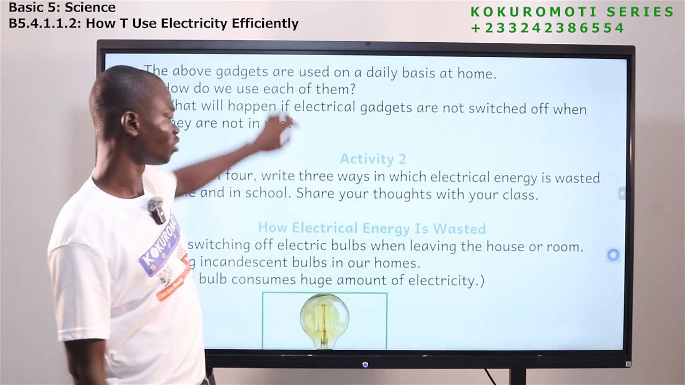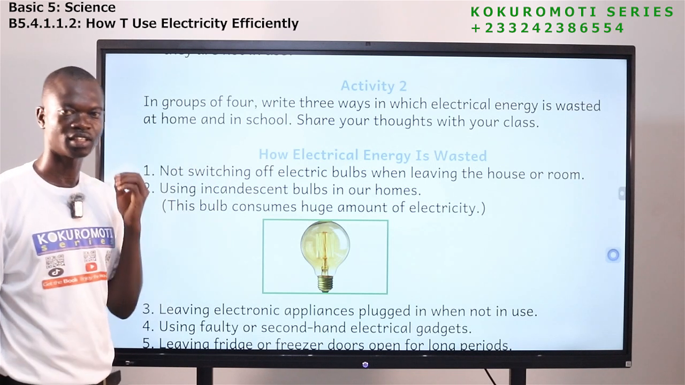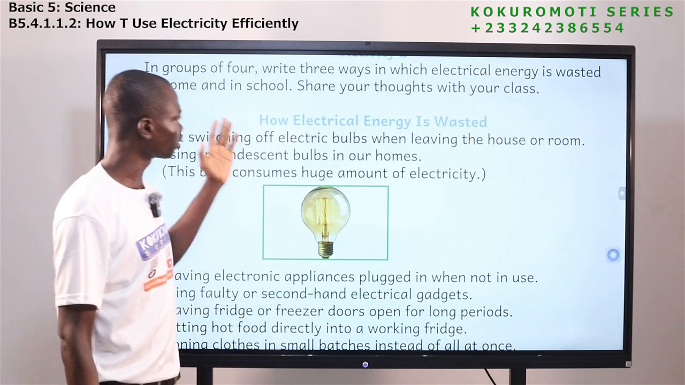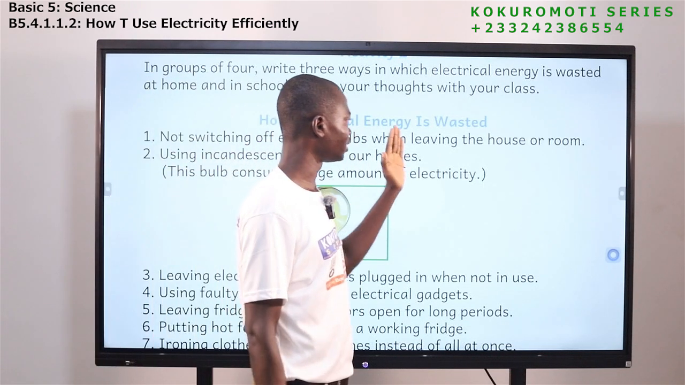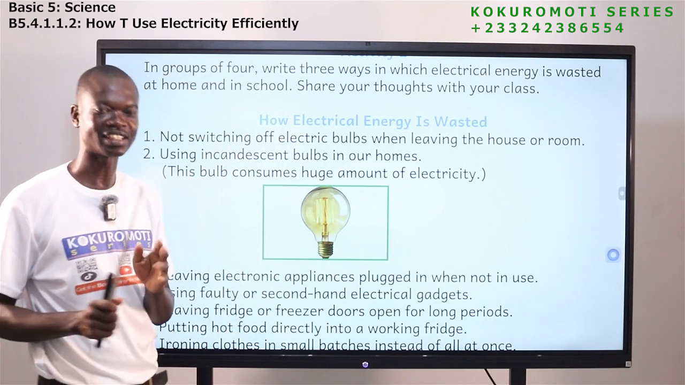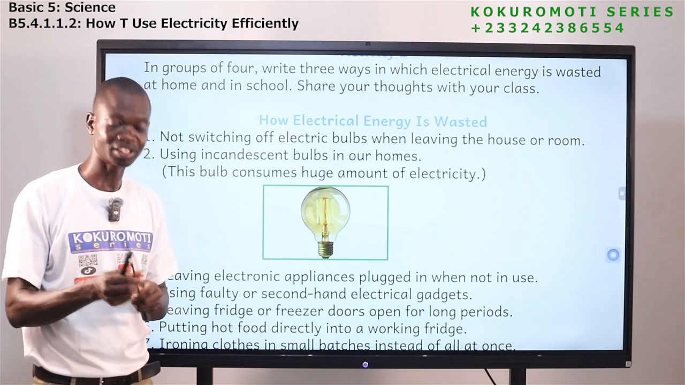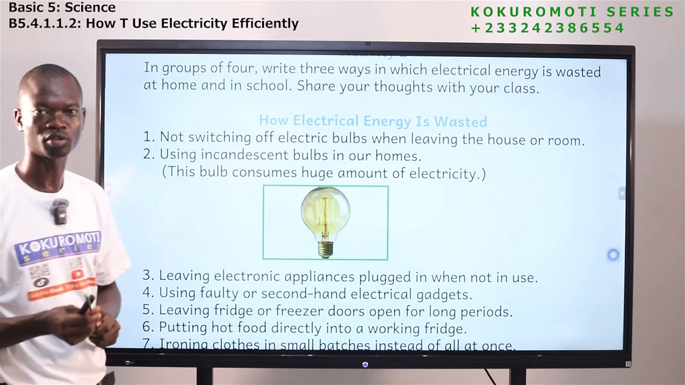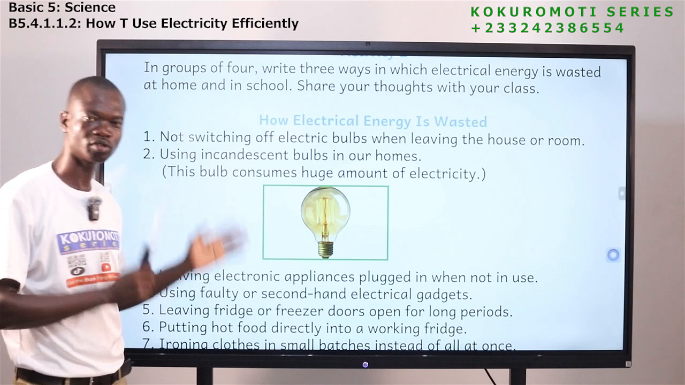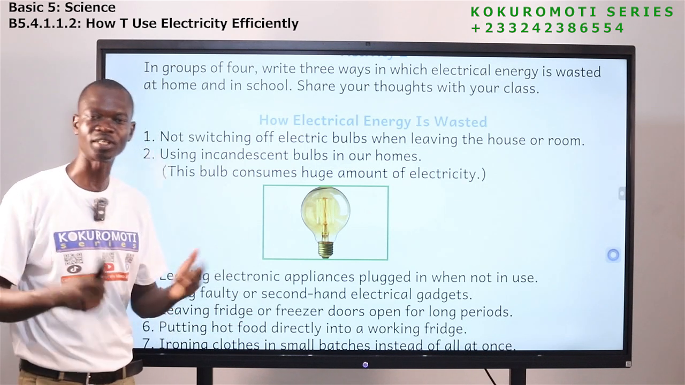Okay. So if you are like that, you have to stop. Let's try to use electricity efficiently. The next one. We are looking at how electrical energy is wasted. Your parents have been complaining all the time that they are paying huge amounts of money for electricity. So what you have to do is to follow this so that you conserve energy. You will not let your parents pay more.